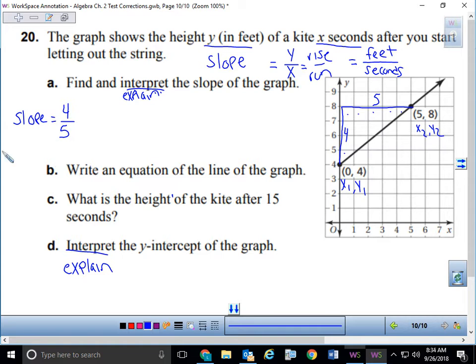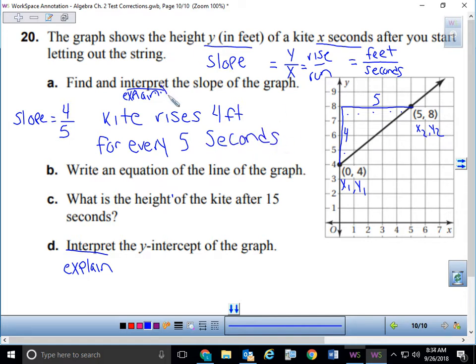So when I'm explaining or interpreting, this is really saying that my slope here is representing the fact that the kite rises 4 feet, because my y value here is 4, and the units are feet, rises 4 feet for every, let's see, my x is 5, so every 5, what are the units there? Oh, seconds. It's rising 4 feet for every 5 seconds. That's what it means by interpret.